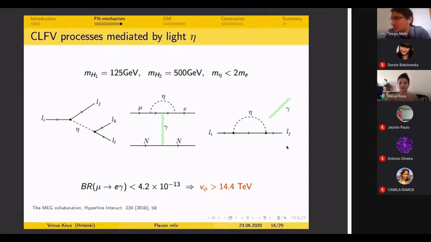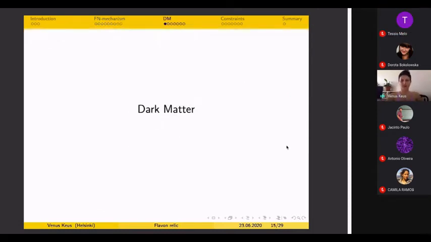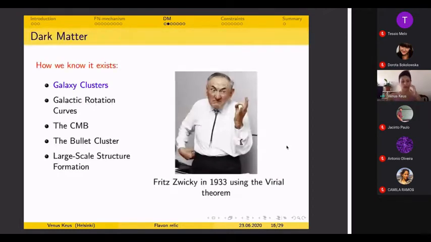Okay, good. So, done with particle physics, let's talk a little bit about dark matter. So, we know dark matter exists, we just don't know what it is. And we have very good reasons for believing that it does exist.